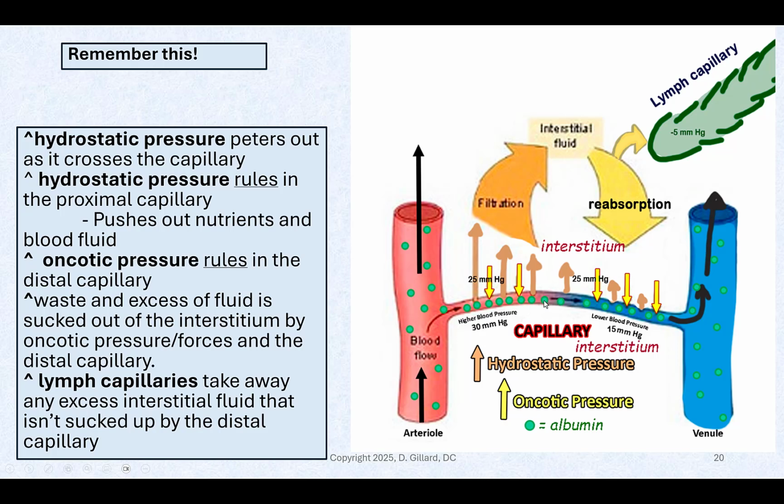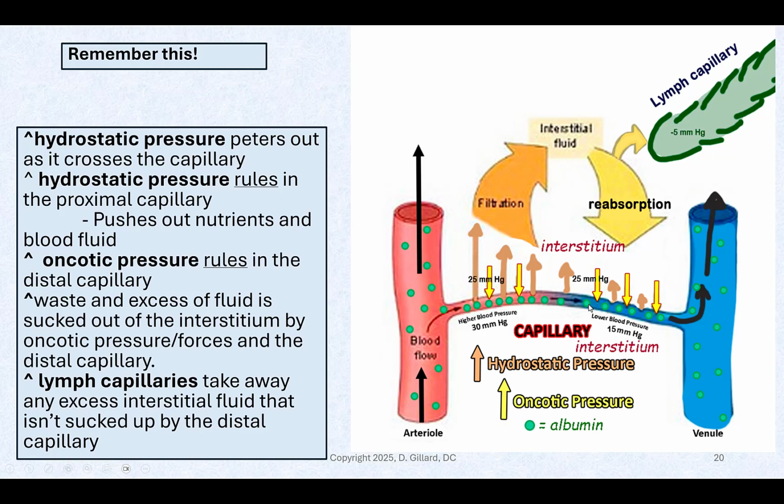Why is this proximal? Because the flow of blood is going this way. So if we pick a reference point here, or wherever you want to pick it, anything going that way is downstream, is distal. Anything going upstream is proximal. So this is proximal, this is distal. You could say this is the arterial, this is the venous side of the capillary. But bottom line is the hydrostatic heart-generated force kind of peters out as you go across. But right here it rules. And so you push blood fluid out, which will replace this old interstitial fluid, glucose, nutrients, etc.